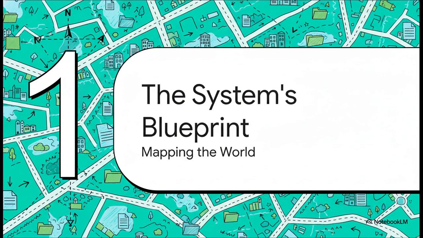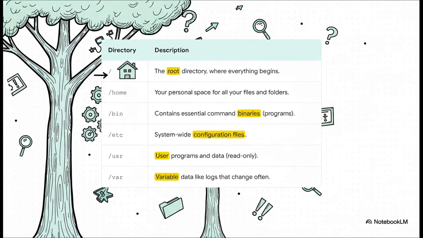Okay, first things first. You wouldn't try to get around a new city without a map, right? Well, it's the same thing in Linux. That map is the file system structure. You've got to understand the layout because it's absolutely crucial for knowing where you are and where all your stuff is. And this is that map.